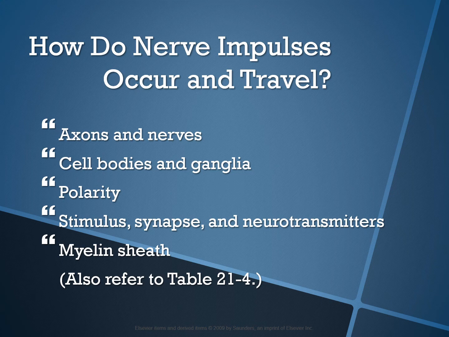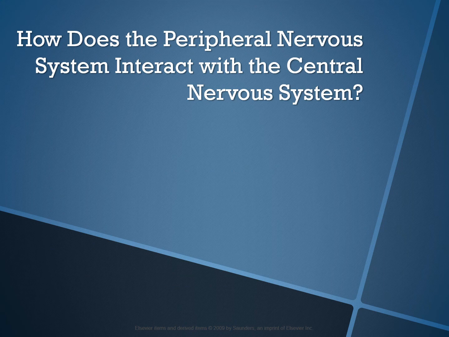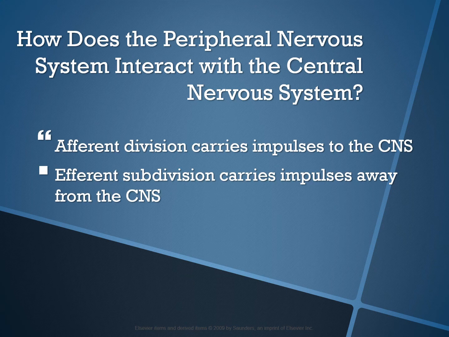So I already talked a little about the neurotransmitters and how that works with the nervous system, and I already talked about the myelin sheath. So you already have a pretty good understanding of the nerve component itself. So how does the peripheral nervous system interact with the central nervous system? Well, it does it through afferent and efferent impulses. Now, it's important to understand how afferent and efferent work.